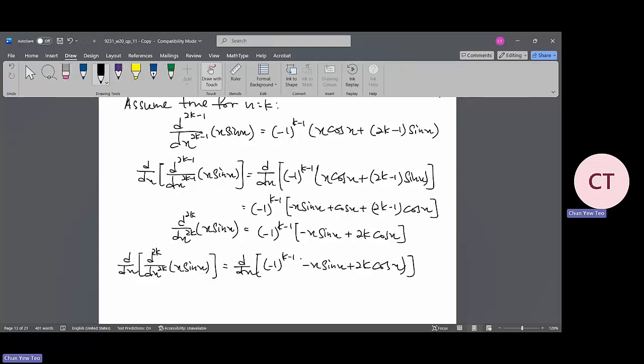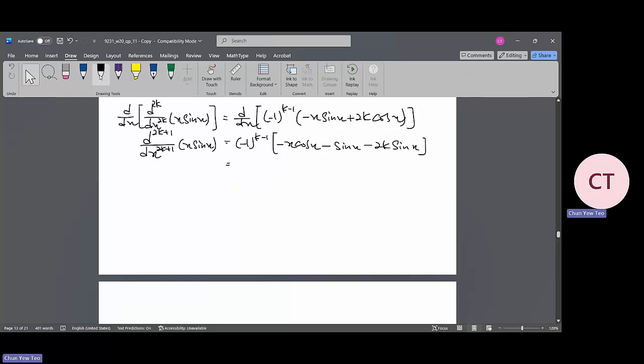Differentiate 2 times. So now the second time when we differentiate the left hand side, we'll get d power 2k plus 1 over the dx power 2k plus 1 of x sine x. Then my right hand side will be negative 1 power k minus 1. Keep the left, differentiate the right, plus keep the right, differentiate the left. And this one is 2k sine x. Now we simplify them.